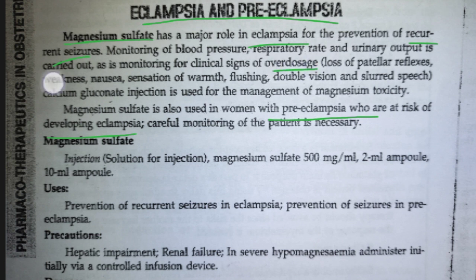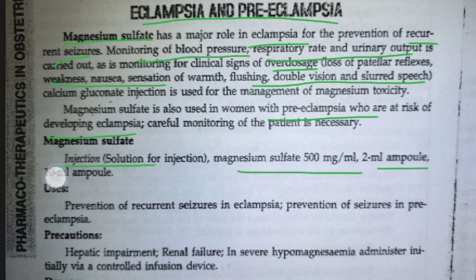The side effects are nausea, vomiting, weakness, dehydration, confusion, blurred vision, difficulty in speaking. These are the side effects. And at the time of administration, at the time of observation, we need to monitor the vital signs: blood pressure, pulse, respiratory rate, the urine output. This medication is available in solution form. Generally, it is administered as 500 mg per ml. We have a 2 ml ampoule and a 10 ml ampoule.